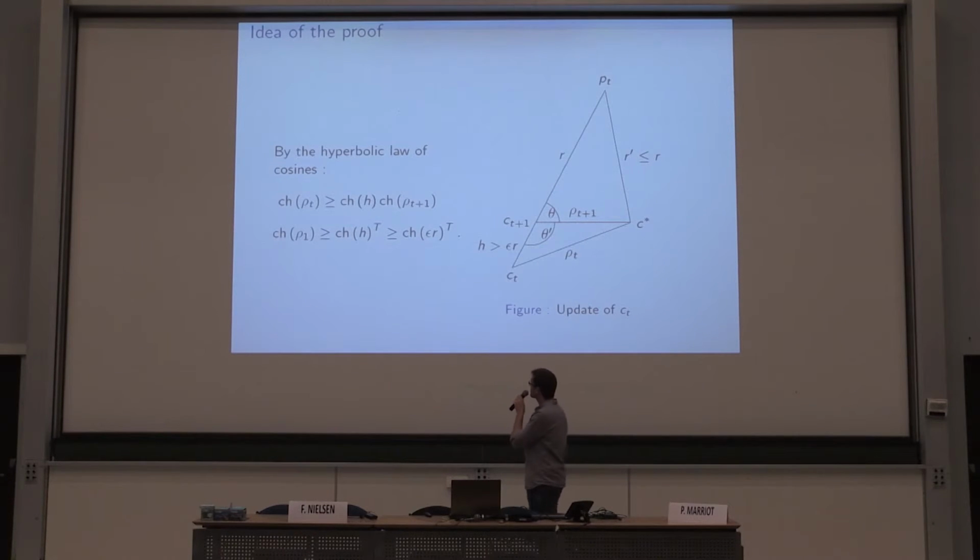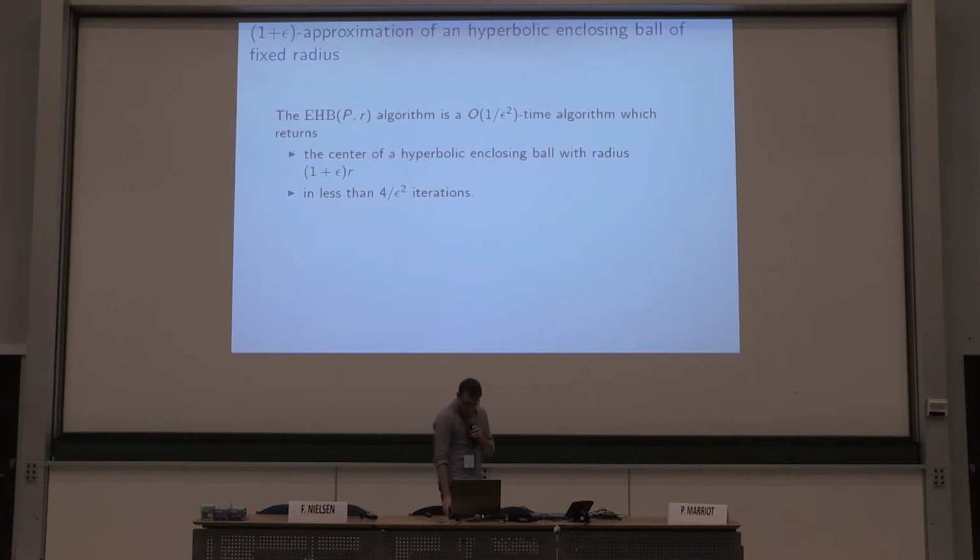So it's a rather straightforward application and generalization of the preceding algorithm. The idea of the proof is just to consider this certain update of c_t, which is the current center. By saying that the angle theta prime is obtuse, and applying the hyperbolic law of cosines, we easily obtain a bound for the number of iterations. And so we proved that the enclosing hyperbolic ball of radius r algorithm can be solved in O(1/epsilon^2) time. Moreover, we know the big O constant, and this constant is equal to 4.